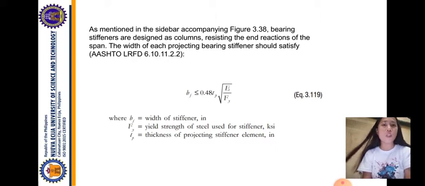The width of each projecting bearing stiffener should satisfy b sub f less than or equal to 0.48 t sub p multiplied by the square root of E over Fy, where b sub f is the width of stiffener in inches, Fy is the yield strength of steel used for the stiffener in ksi, and t sub p is equal to the thickness of the projecting stiffener element in inches.